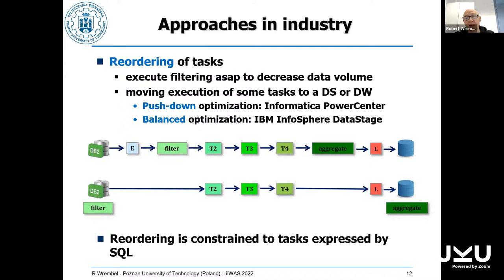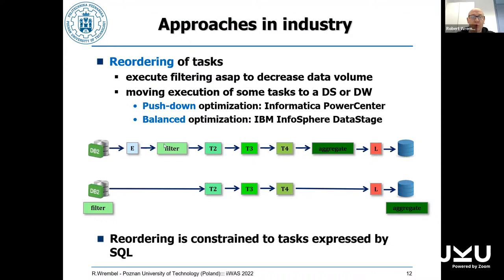Then the third approach in industry is to apply task reordering. A very simple technique: changing the order of some tasks to build a more efficient data integration workflow. They apply this technique so that filtering is put at the very beginning of a data integration process, to minimize as soon as possible the amount of data ingested into the data integration workflow.